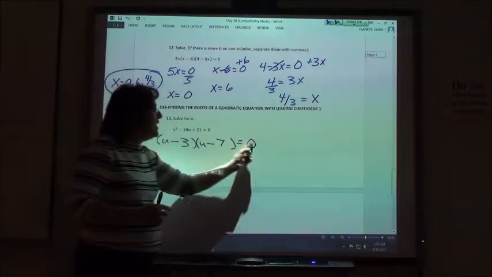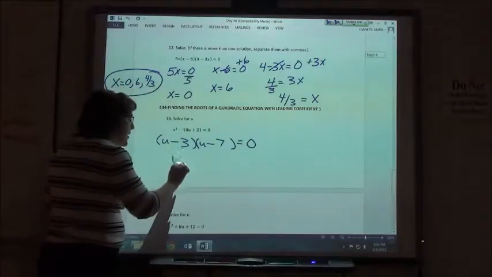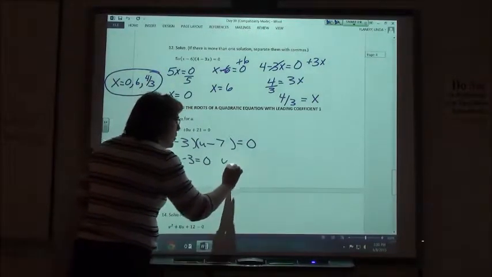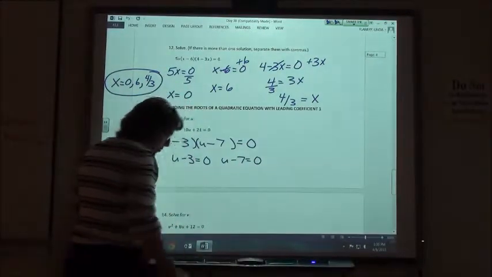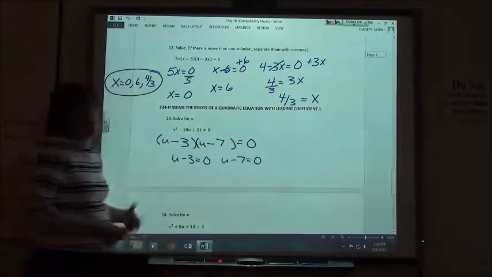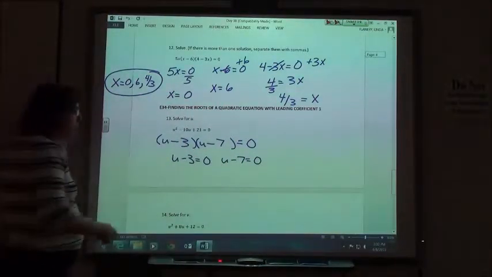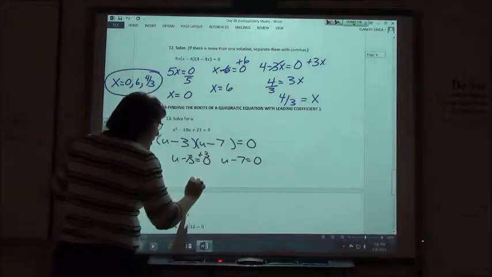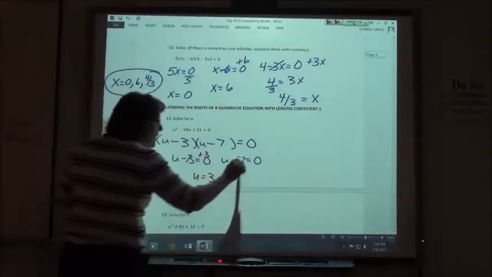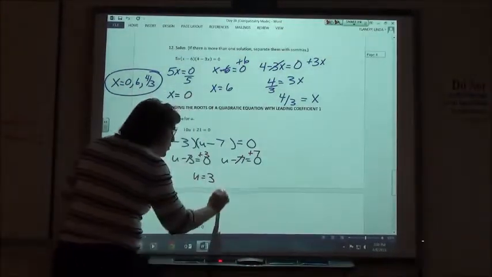I now set each of these equal to 0. u minus 3 could equal 0, or u minus 7 could equal 0. Solving these, we just have to move our number over. So I'm going to add 3, u would equal 3. I'm going to add 7, so u could equal 7.